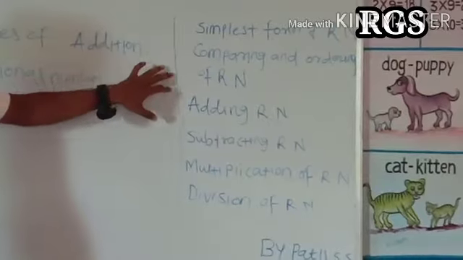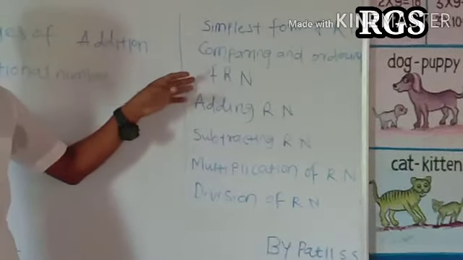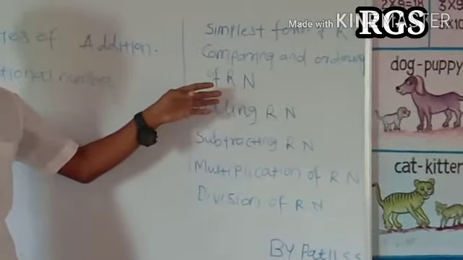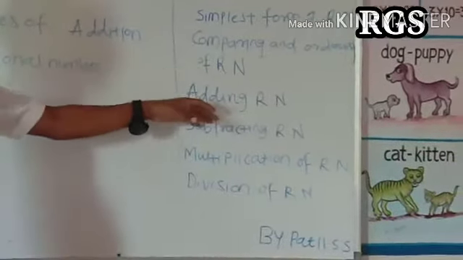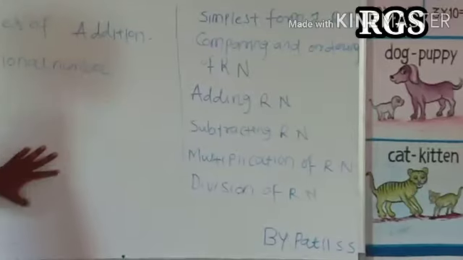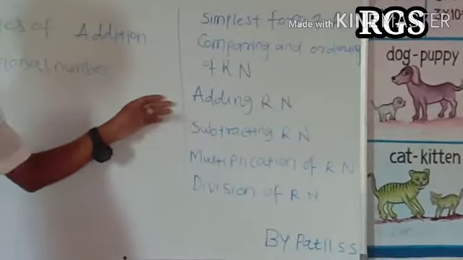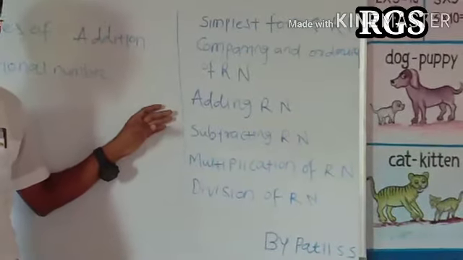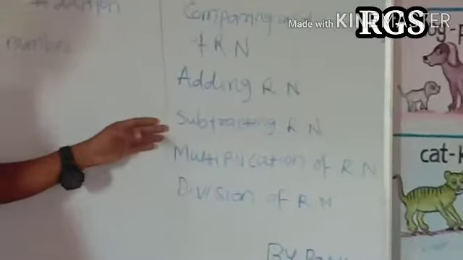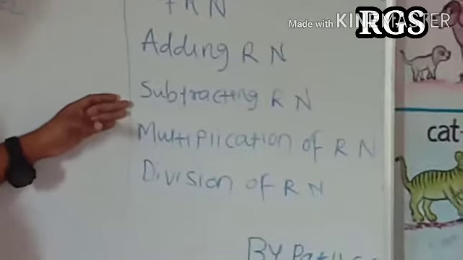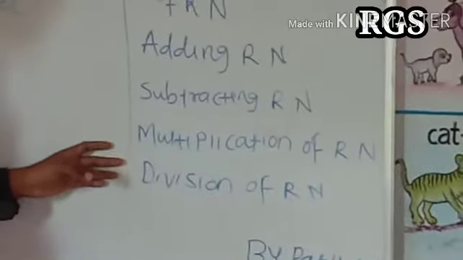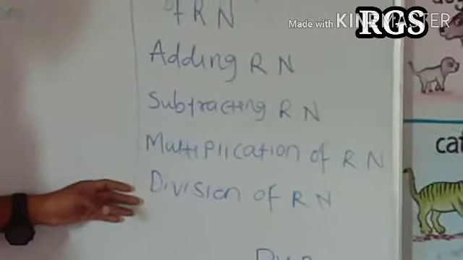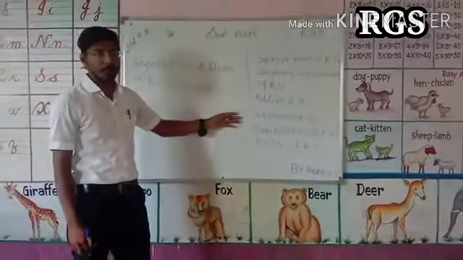In this, two rational numbers are given, and we have to compare these two rational numbers: which is greater than, less than, or equal to the other. The third one is addition of rational numbers: how to add rational numbers with the same denominator and with different denominators. After that, we see subtraction of rational numbers with the same denominator and different denominators. After that, multiplication of rational numbers, and the last one is division of rational numbers. All these points we covered in our first session.